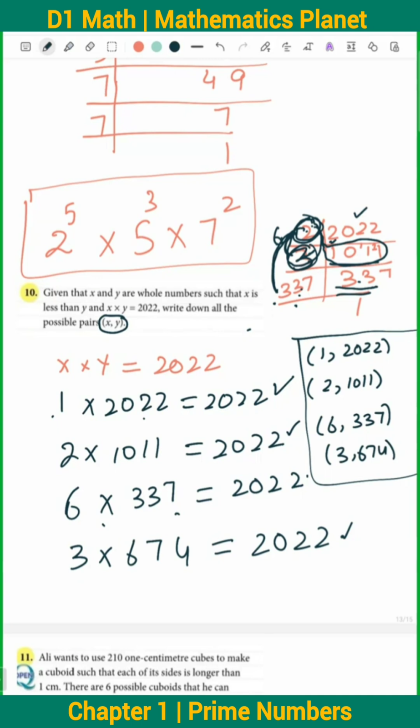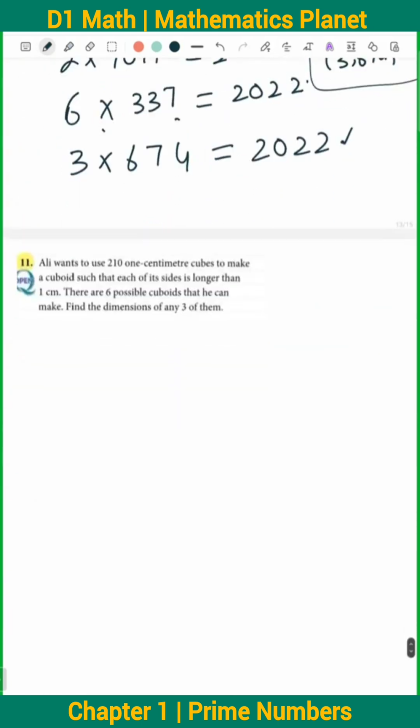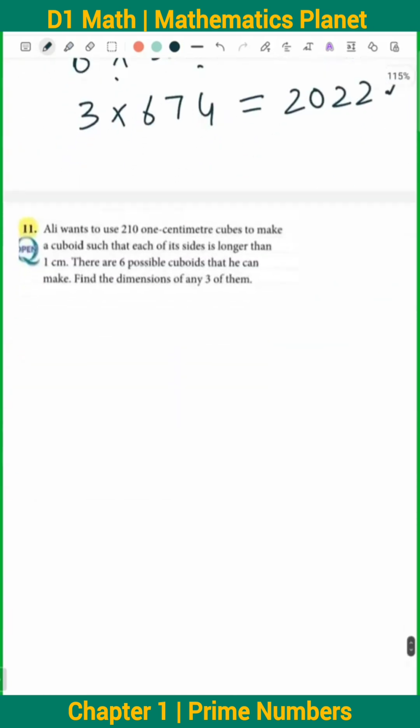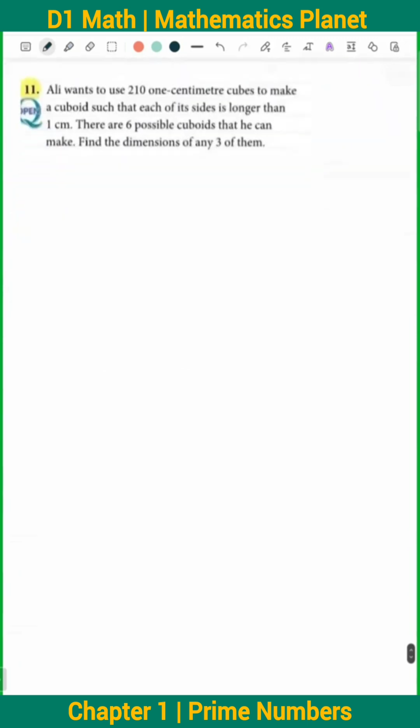Yes. Okay. Question number 11. Ali wants to use 210 centimeter cubes to make a cuboid such that each of its sides is longer than 1 centimeter. There are 6 possible cuboids that he can make. Find the dimensions of any 3 of them. Okay. So how are we going to do this one? Again, prime factorization will help us.